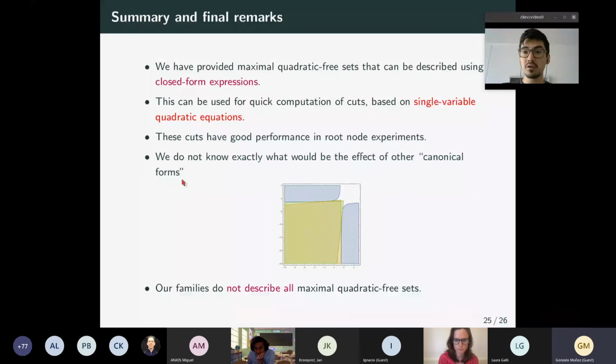So they really depend on how you do this transformation into a canonical form. We're only considering one for now, which is the one that we published in the last paper, but we don't know how good it would be to consider others. Another important point is that this family does not describe all maximal quadratic-free sets, and we have some evidence for other types of maximal S3 sets that, even with this maximality criterion, we cannot yet prove are indeed maximal.